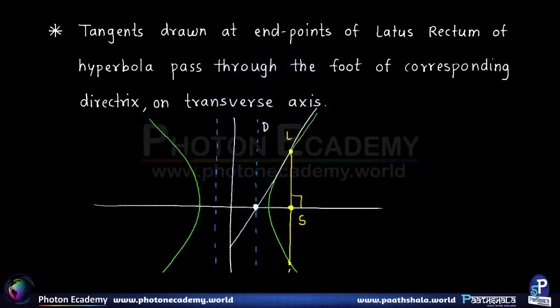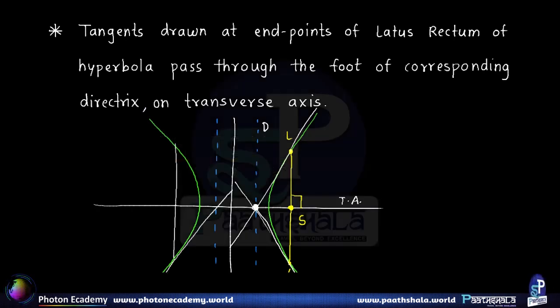So both the tangents, that is the tangents drawn at the endpoints of the latus rectum, will pass through the same point where the directrix cuts the transverse axis. And it's true for the other latus rectum also. In the other case, they will also pass through the point where the other directrix cuts the transverse axis. Now this property is exactly the same in the case of the ellipse also.